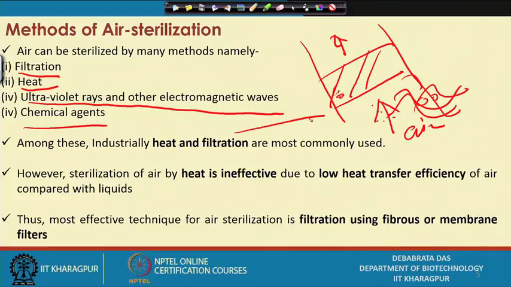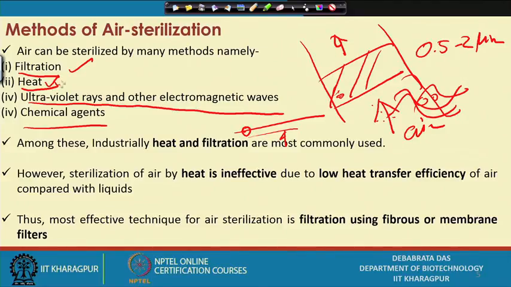Suppose you have a membrane with some pore size, and you want to separate the bacteria. We know the bacteria size is 0.5 to 2 micron. So if your pore size is less than 0.5 micron, all bacteria will be retained by that membrane. So this filtration can be done with the help of membrane, with the help of fiber, in different ways.